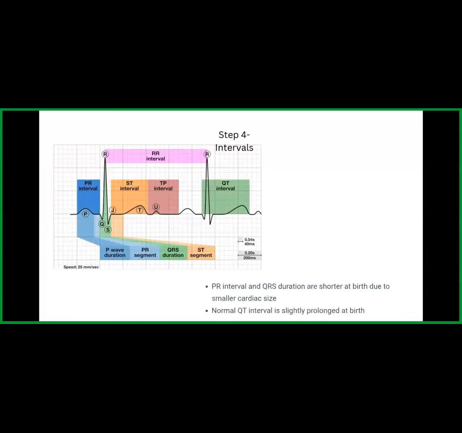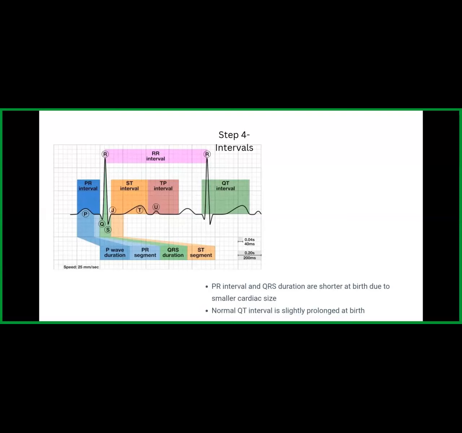Step 4 is checking the intervals. In this image, we can see that the PR interval is from the start of P to the start of QRS. The QRS interval is from the start of Q to the end of S. The J point is where the QRS turns and comes to the isoelectric point. The ST interval is from the end of QRS to the end of T. The TP interval is from the end of T to the start of P. The RR interval is between two R wave deflections. The QT interval is from the start of the QRS complex to the end of T.